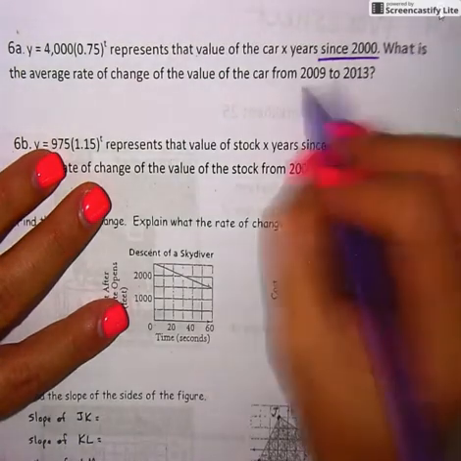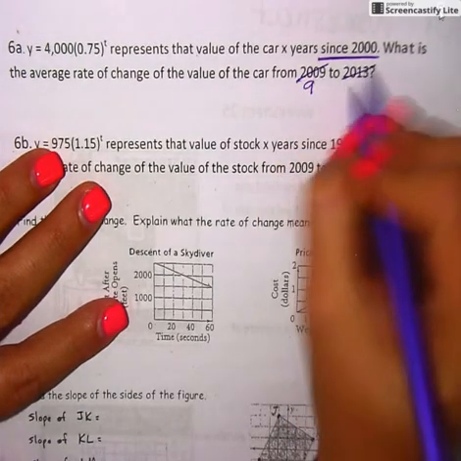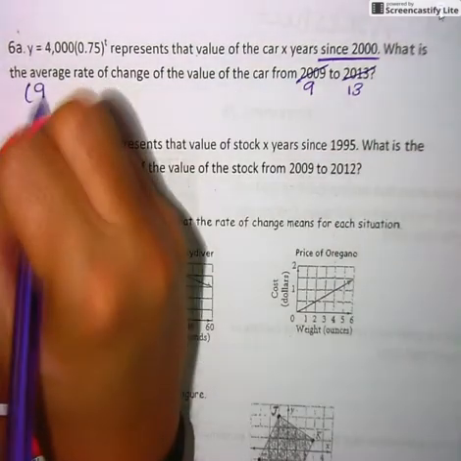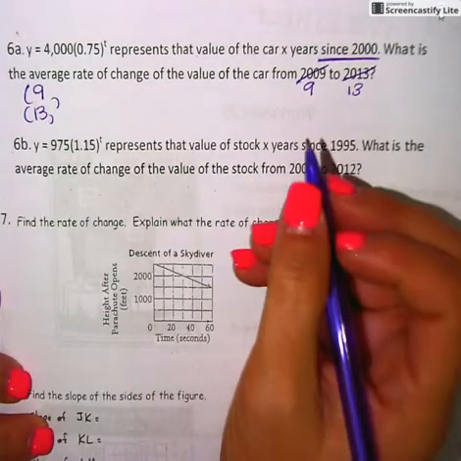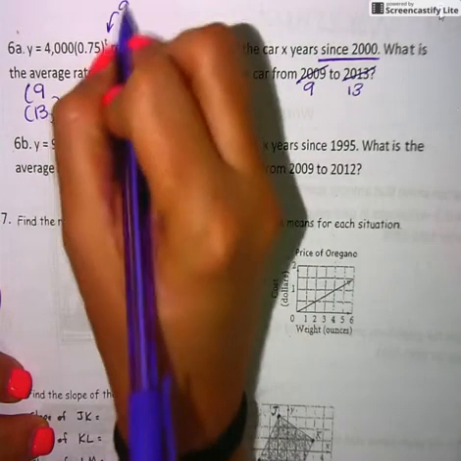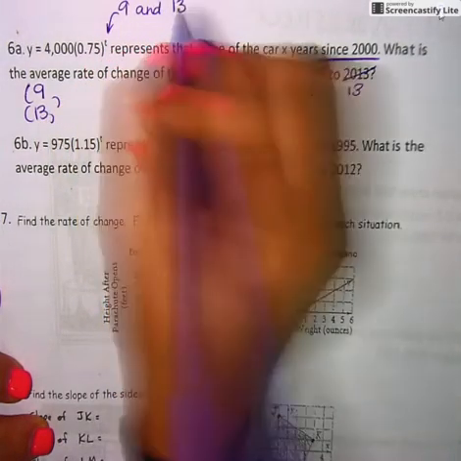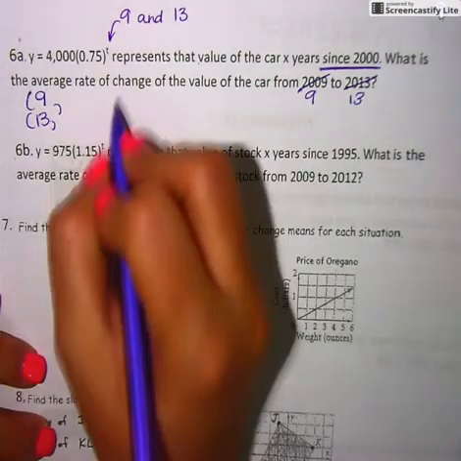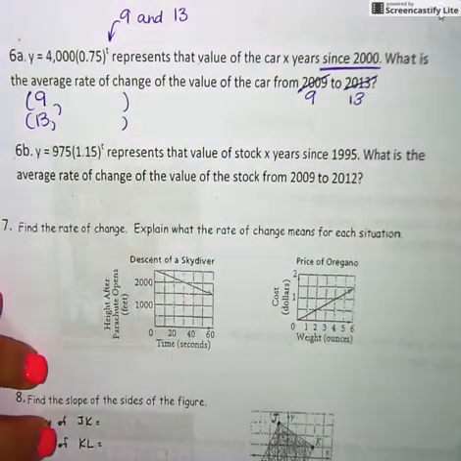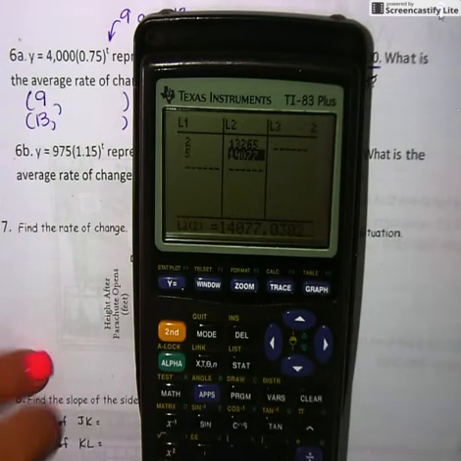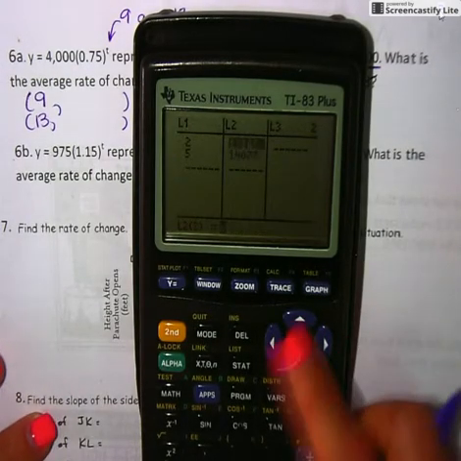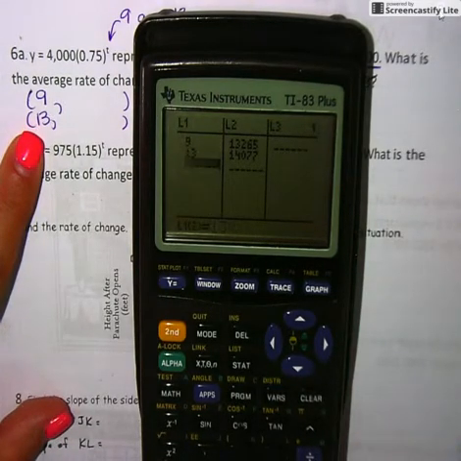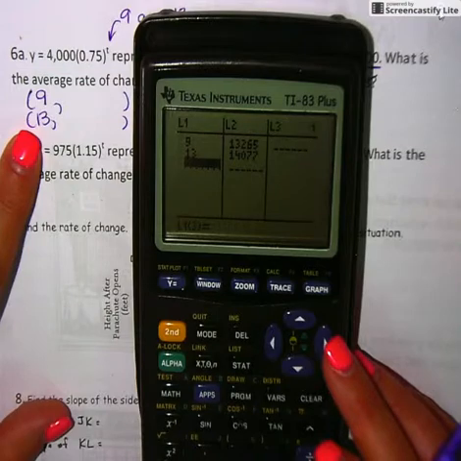So instead of using 2009, we're actually going to use 9 and 13. Okay, so those are going to be our x values, 9 and 13. And then we're going to plug both 9 and 13 into t, into your original equation to get your y values. So we talked about this, especially with fourth period today, about how you can do this all at one time. So I'm going to put my 9 and my 13 into my L1 on my stat.